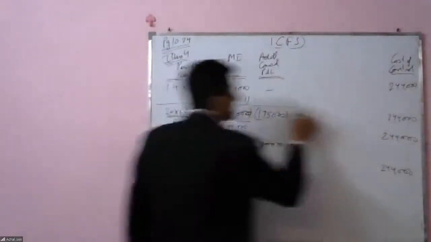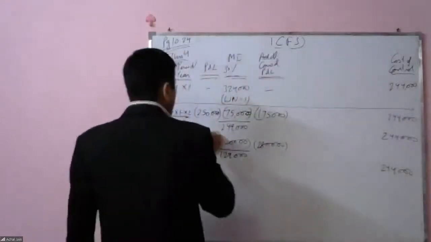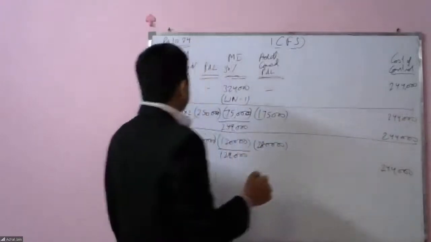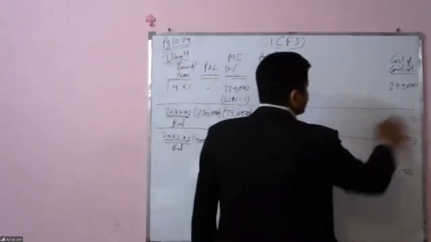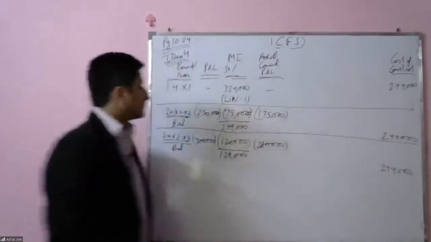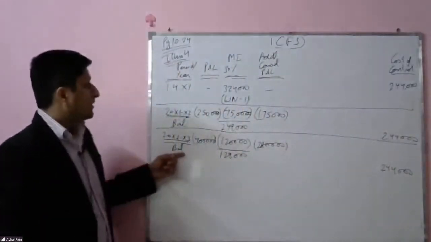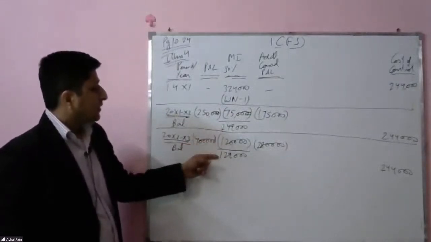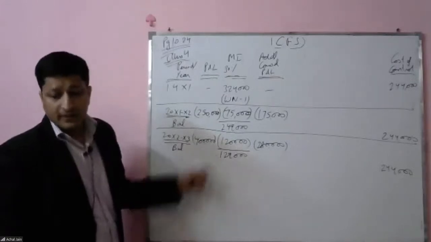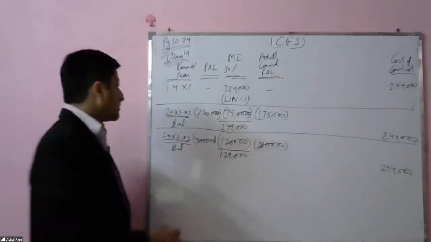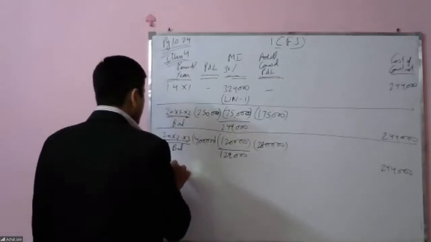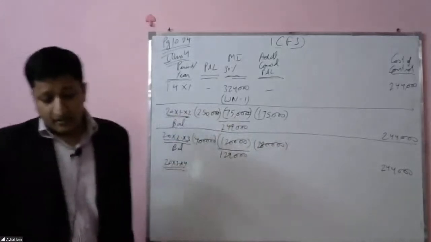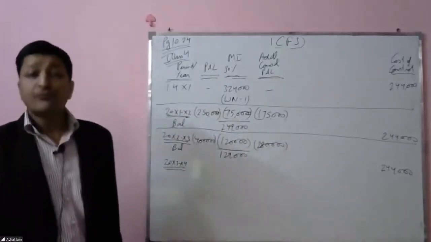So this is the end of first year, and this is the end of second year. 249 minus 120, we got 129. Then moving on to next year, X3, X4, once again there was a loss of 5 lakh.